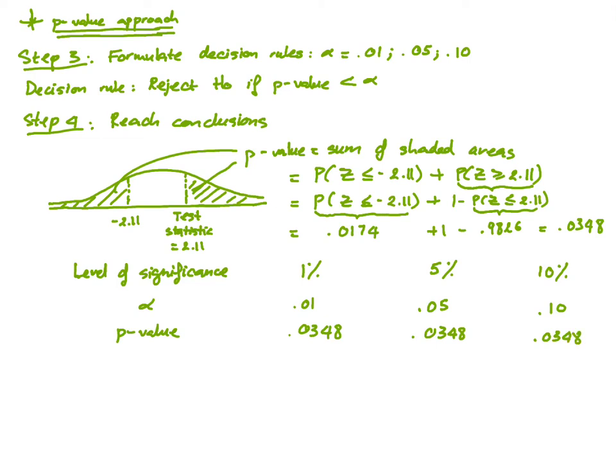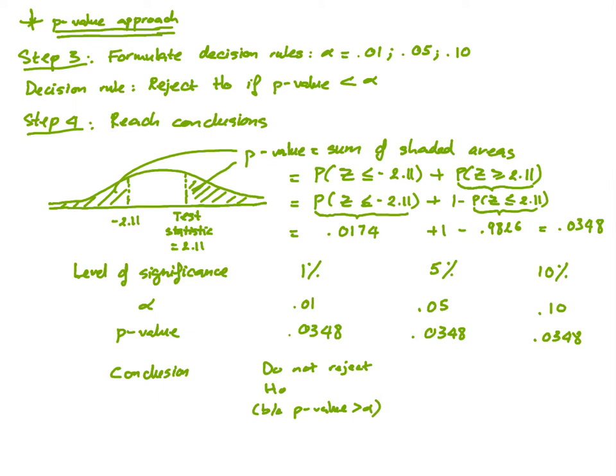So now let's conclude. At the 1% level of significance, the p-value is 0.03. The value of alpha is 0.01. Right. So our conclusion is that we do not reject the null. And this is because the p-value is greater than alpha.